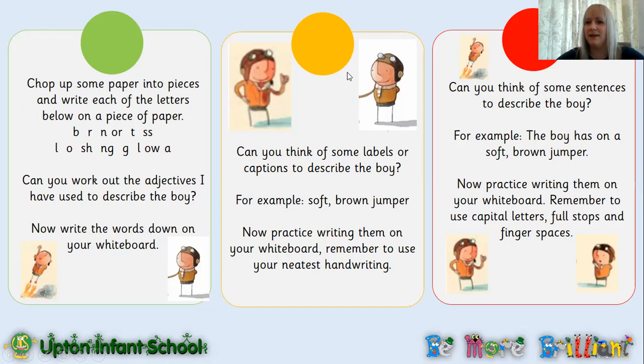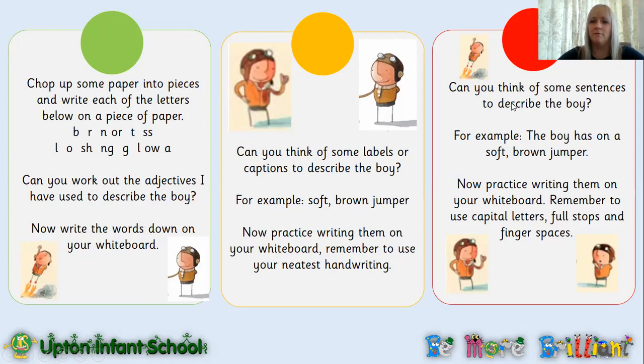If you want to have a go at the yellow task today, you can think of some labels for the captions to describe the boy. So for example, you could put soft brown jumper. And then you're going to practice writing those on your whiteboard. And remember, make sure you use your neatest handwriting. That's really, really important.